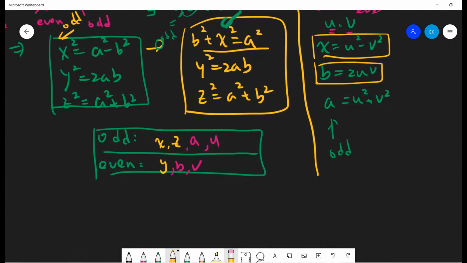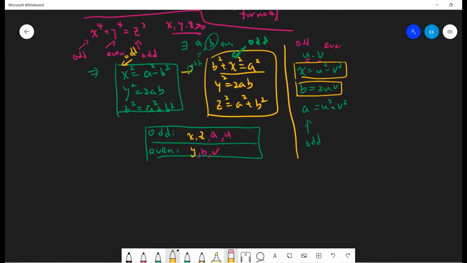So what's going on? How can we finish our proof? How can we construct another solution? From here we know that y squared is 2ab. But y is even and a is odd. So y can be written as odd times even, and when you square it you get the odd square times the even square. But you already know who is odd and who is even.